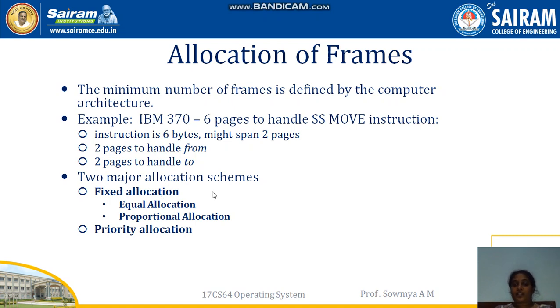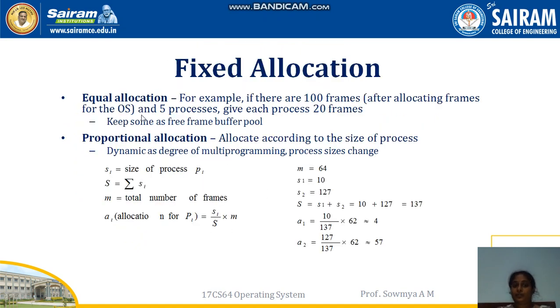Two major allocation schemes are fixed allocation and priority allocation. In fixed allocation, we have two criteria. One is equal allocation. As the name indicates, in equal allocation, consider it has 100 frames and 5 processes to execute in multi-processing. Then give 20 frames to each process, so that within those 20 frames the process can execute. That is about equal allocation.